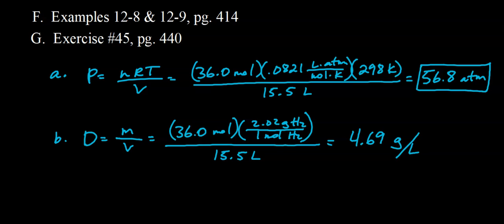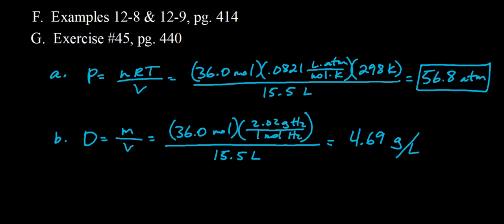Letter B, a little different problem. This time it asks for density. Remember that density is a ratio of mass to volume. So we're given the amount of the gas in moles, so we're going to convert that to grams of hydrogen. Don't forget that hydrogen is diatomic, so it has a molar mass of 2.02 grams per mole.